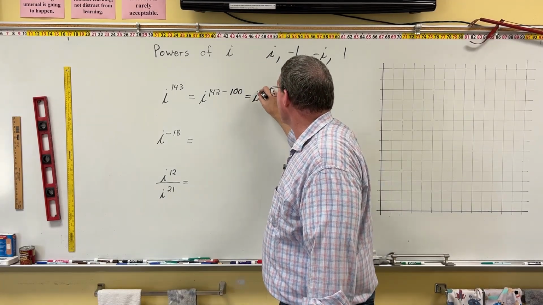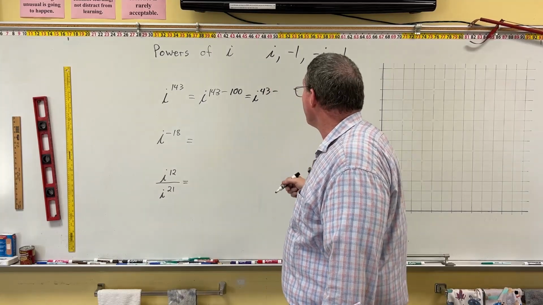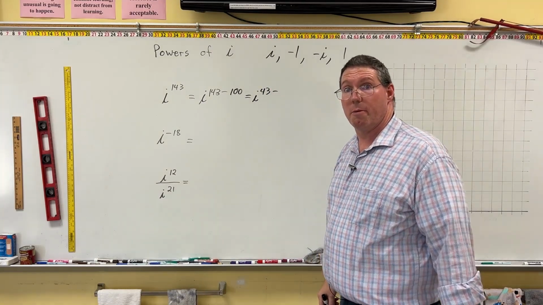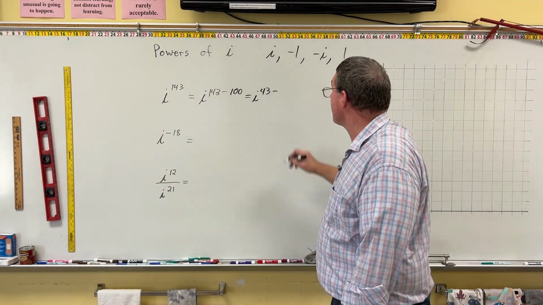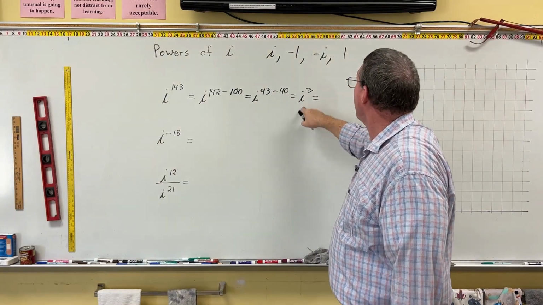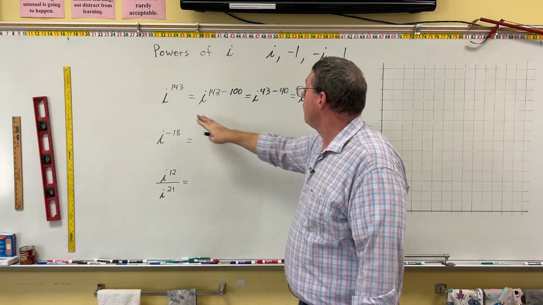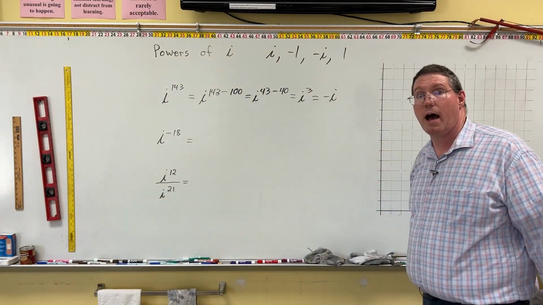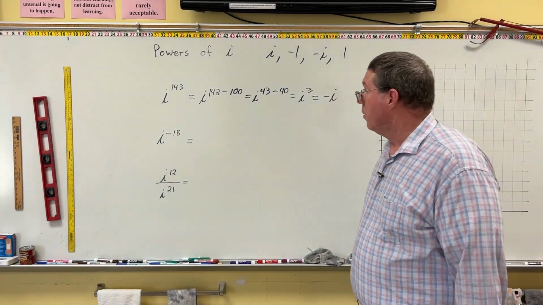So this is the same thing as i to the 43. I also know that 40 is divisible by 4. 40 divided by 4 is 10. So I can subtract 40. And it winds up being i to the third. And we know that i to the third is negative i. And therefore, i to the 143rd is negative i. We're done. We can do the same thing with adding 4s.